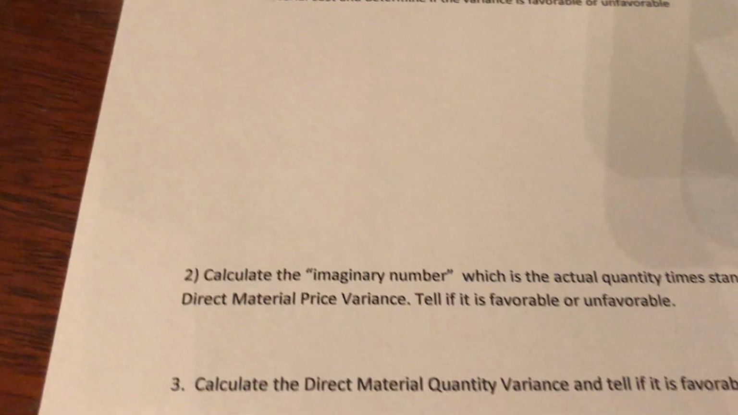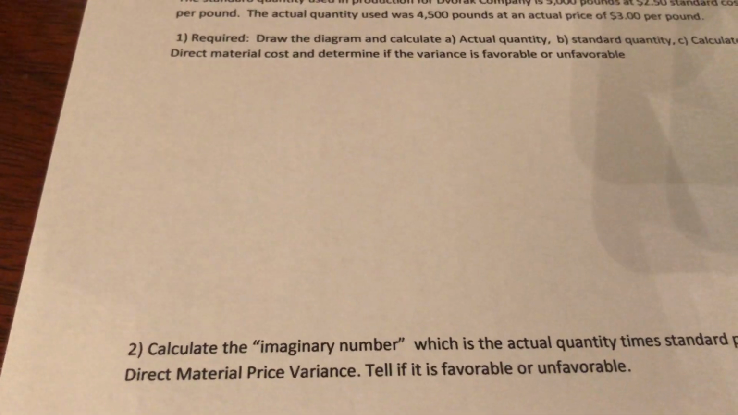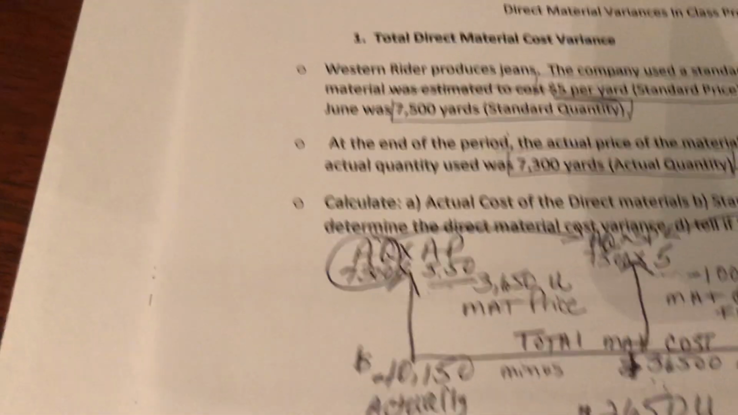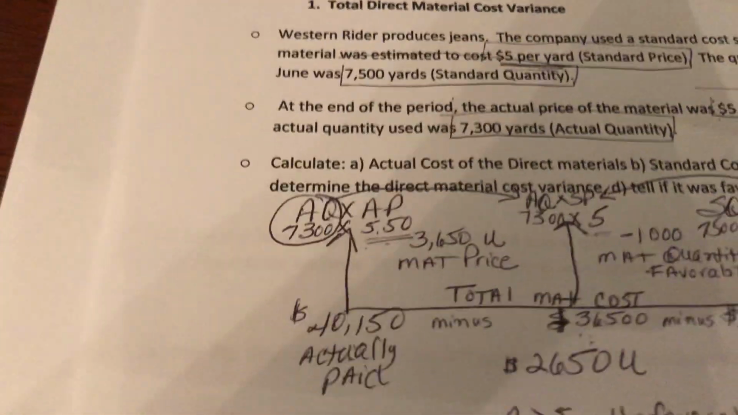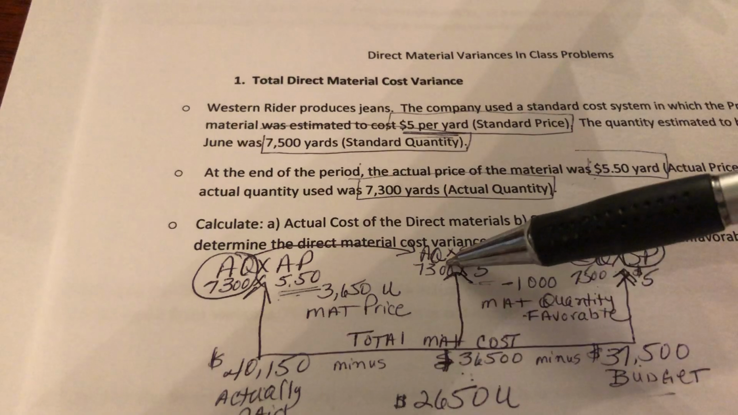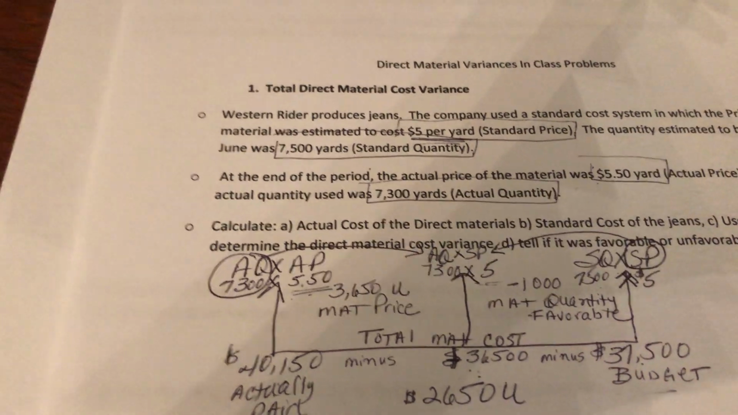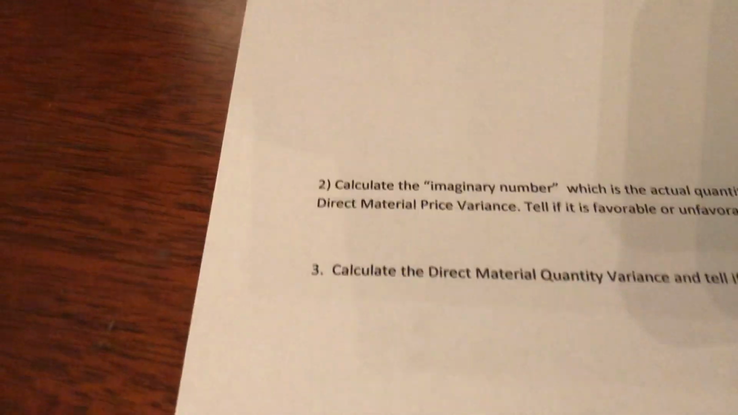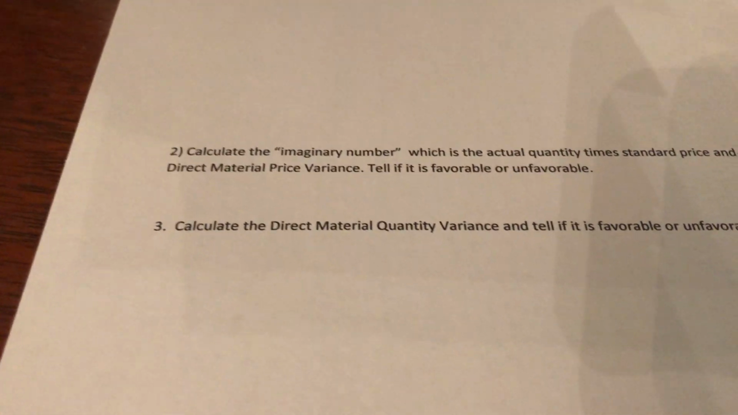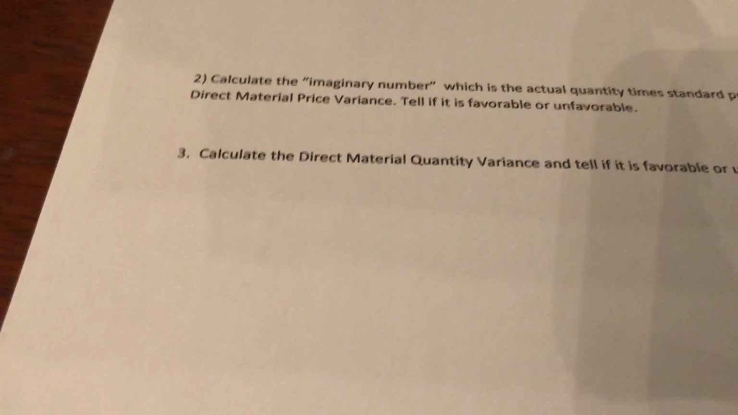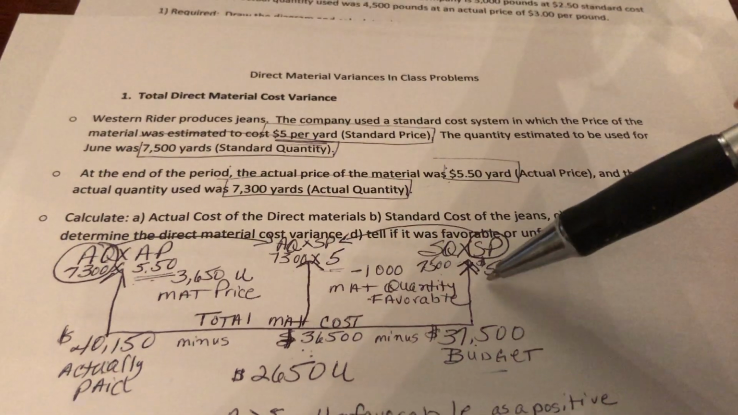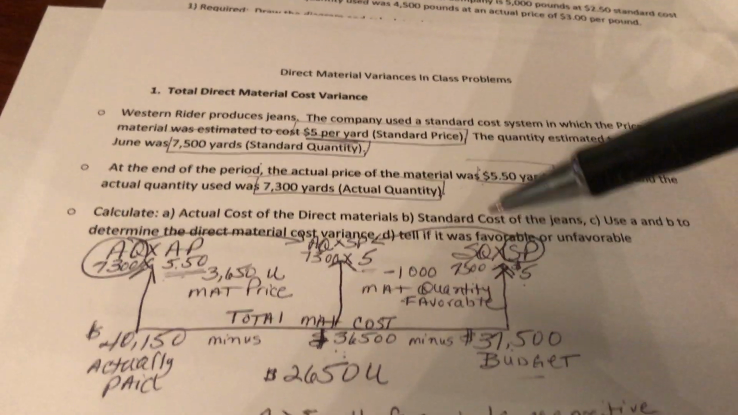Gave you plenty of room. Then they want you to do that middle number, which was the imaginary number, okay, and do the price. So they want you to do this part and get the price variance. And then in the third part, they want you to do the quantity variance, okay, just like I did, and tell if it's favorable or unfavorable. So they're wanting you to take the difference between these two numbers that you've already calculated.